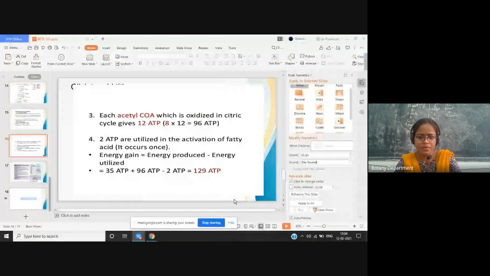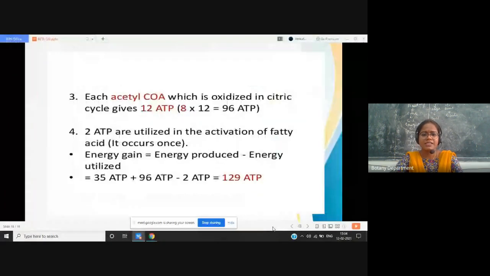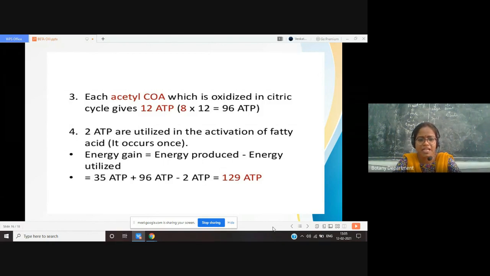So each acetyl CoA is oxidized in the citric acid cycle to give 12 ATP. Okay, 8 into 12, 96 ATP. 2 ATP are utilized in the activation of fatty acid, and energy gain is equal to energy produced minus energy utilized. That means 35 plus 96 minus 2, 129 ATP.